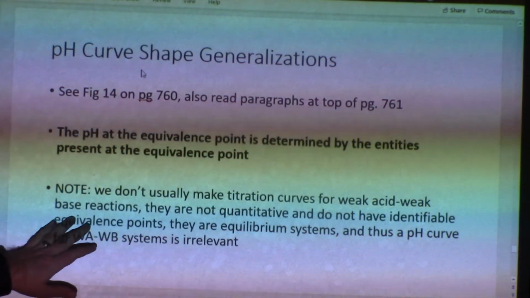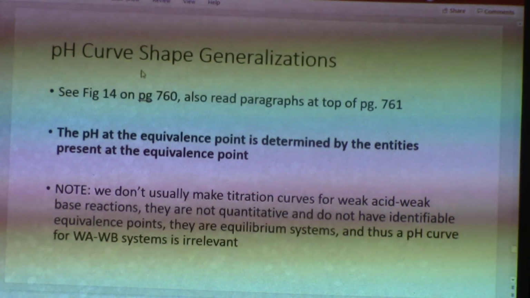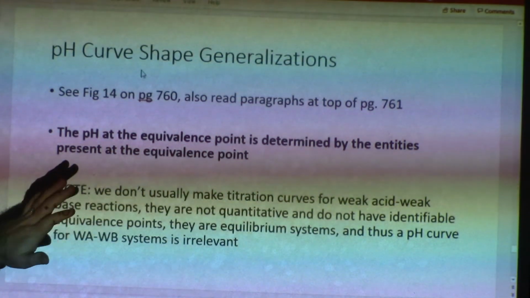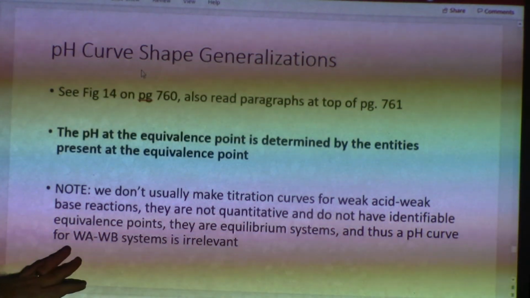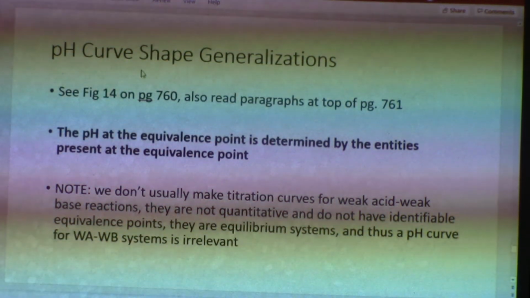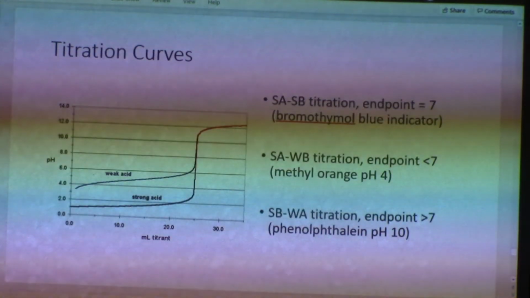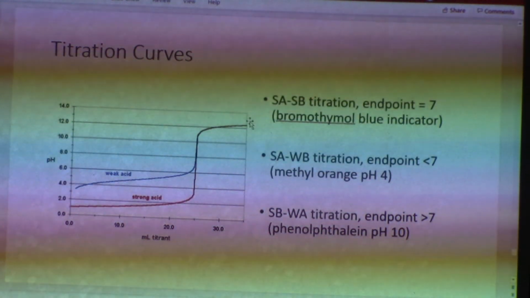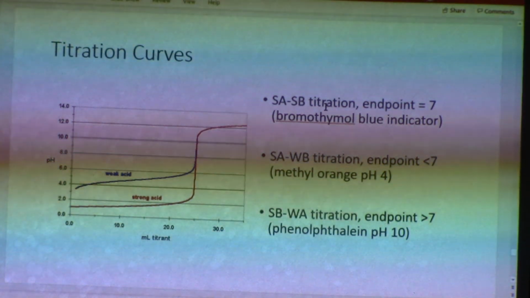Indicators are weak base, weak acid reactions, right? So a weak acid and a weak conjugate, so they don't make sharp pH changes. But what we do for pH shape is we look at strong acid and strong base titrations, okay?